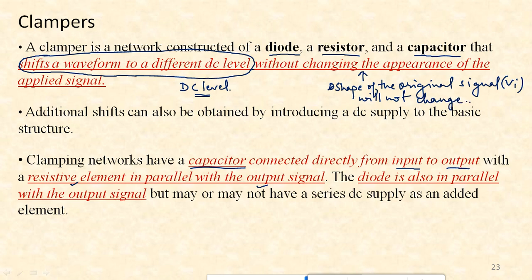Okay, unlike the case of a clipper. In the case of a clipper, a portion of the input signal was clipped apart, either partially or fully. However, in the case of a clamper, there is absolutely no clipping. Let me make it very clear, no clipping in the case of clampers. There is only a DC level shift.